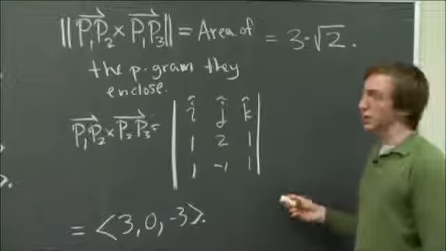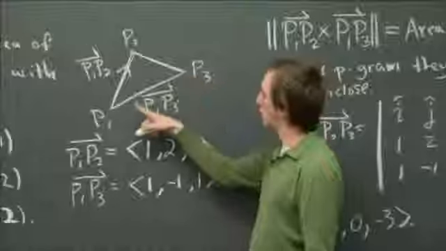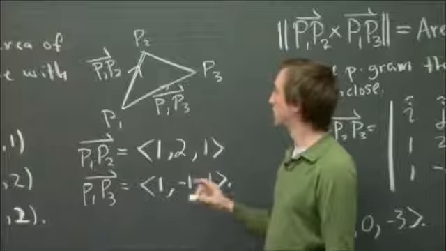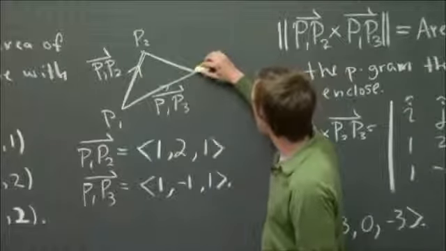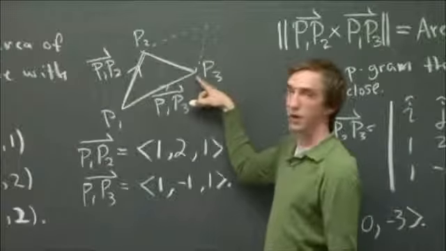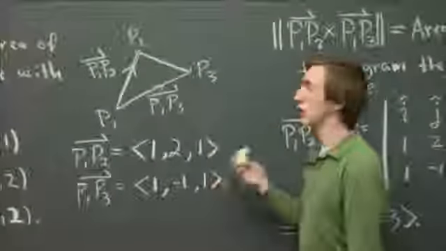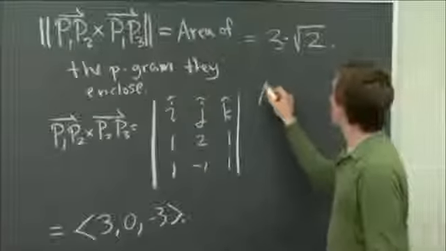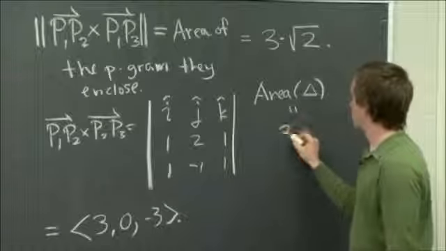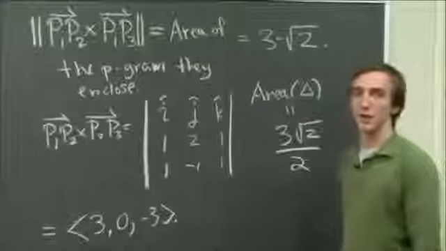So we're almost done, but let's go back and look at what we had to start with. We were interested in the triangle over here, which was enclosed by the vectors P1P2 and P1P3. And what we just computed is actually the area of this parallelogram, which, as you can see, is twice the area of the triangle that we're actually interested in. So going back over here, we see that the area of our triangle is equal to 3 root 2 divided by 2. OK, and I'll leave it at that.